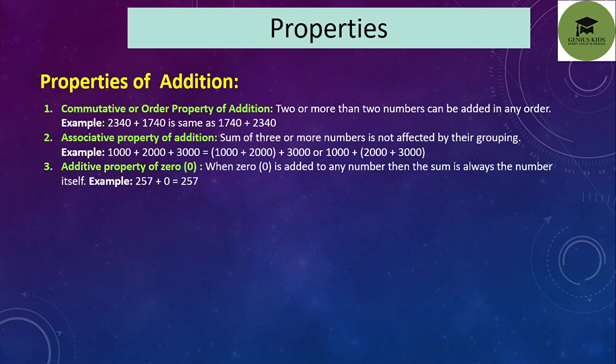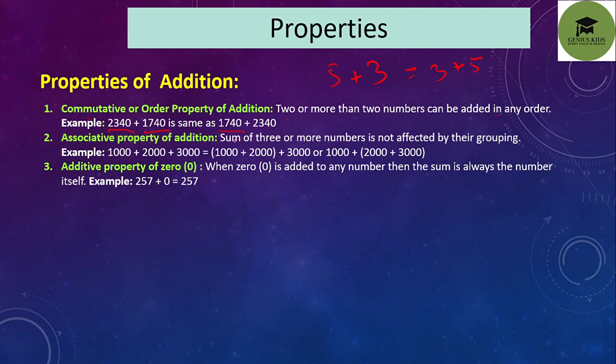There are three properties. One is the commutative, or order, property of addition. What is that? Two or more numbers can be added in any order. So 2340 plus 1740 is the same as 1740 plus 2340. Order does not matter for the summation. Suppose 5 plus 3 is the same as 3 plus 5. Okay. This is the commutative property of addition.